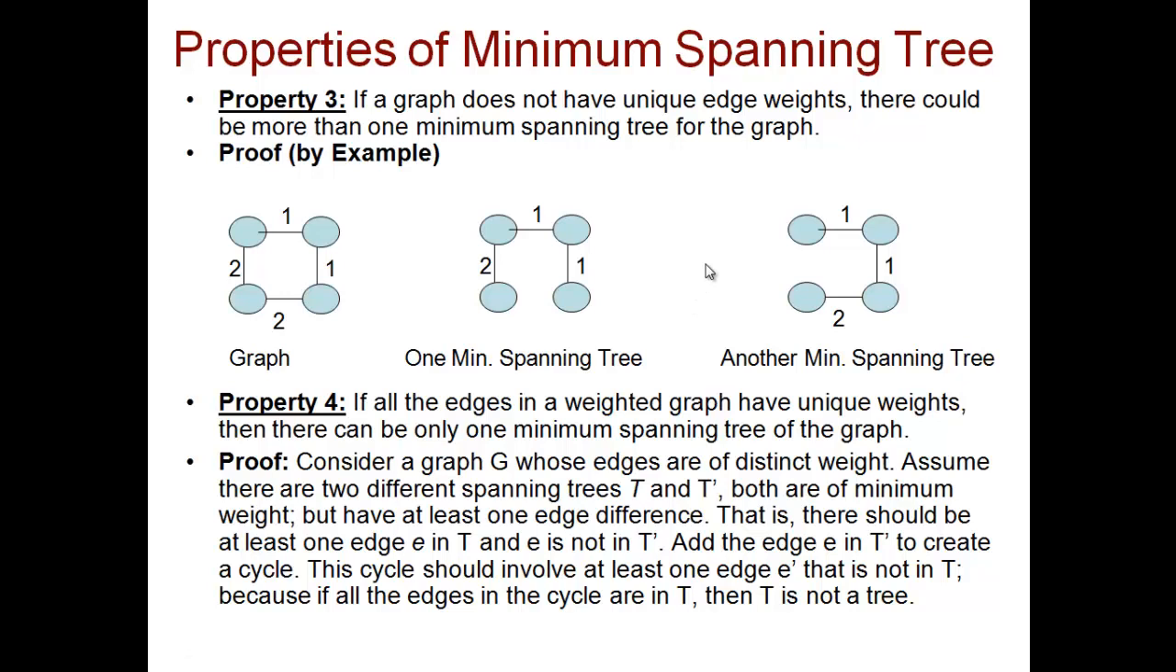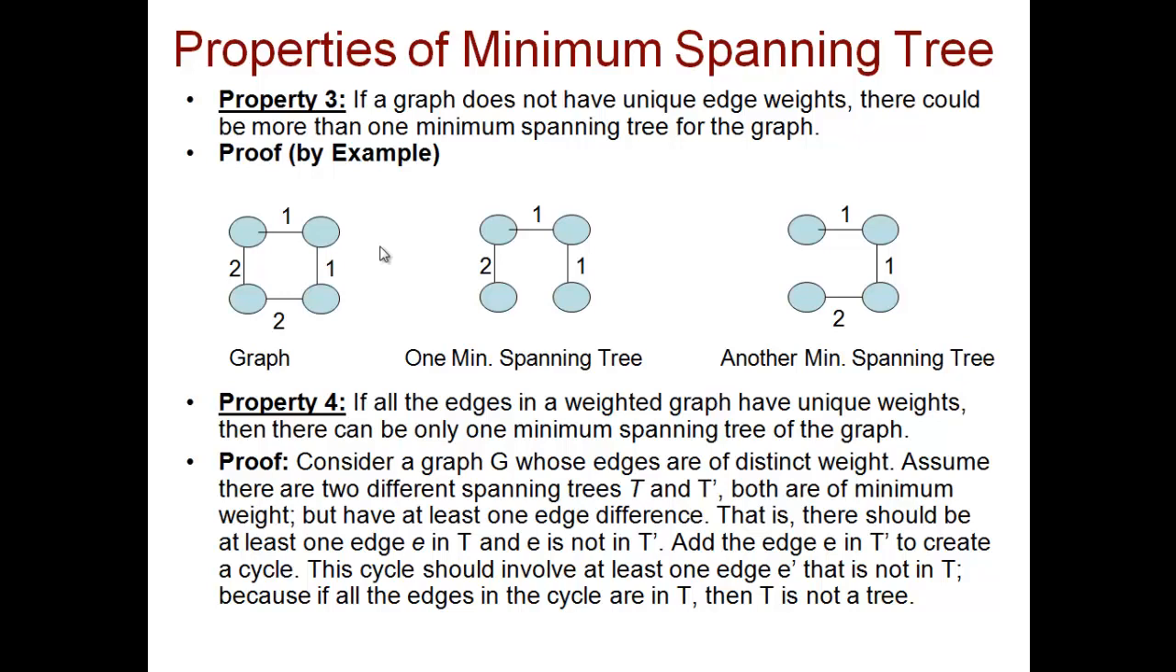But still the sum of all the edge weights is the same. So this is 4 and this is 4, right? That should be maintained. The total weight of all the edges that form the minimum spanning tree should be the same even though you have more than one minimum spanning tree. Okay, so this is a proof by example where you just come up with a small graph like this that does not have unique edge weights, and you can show that it is possible to have more than one minimum spanning tree.